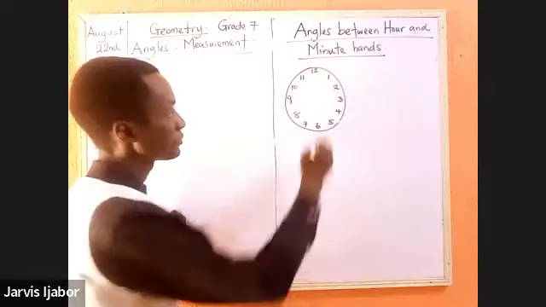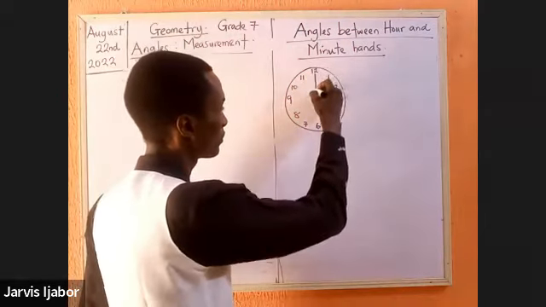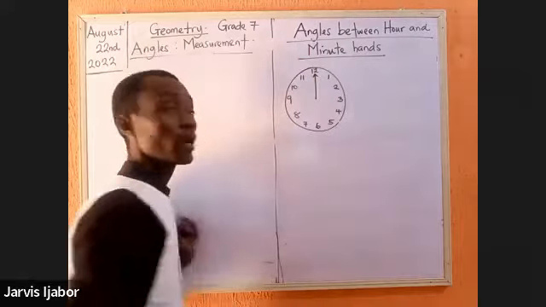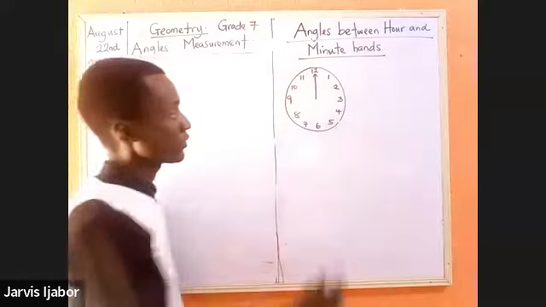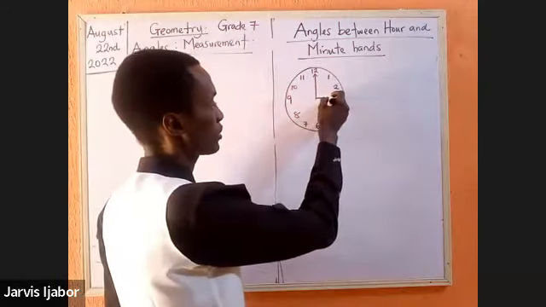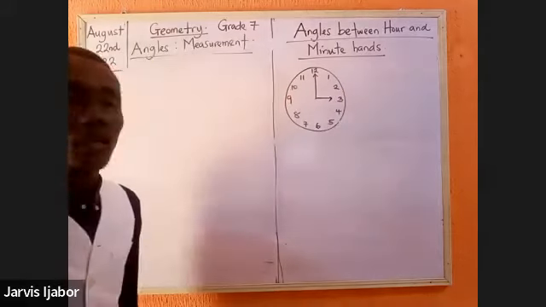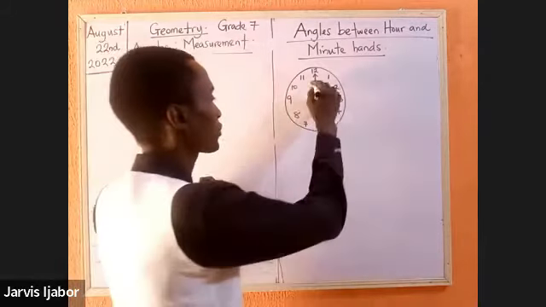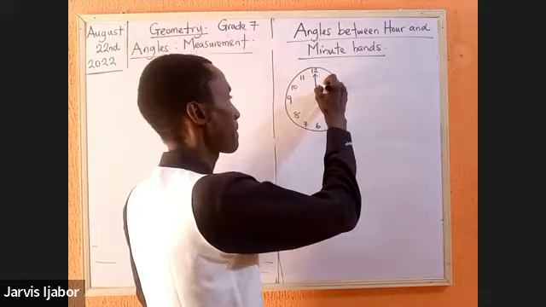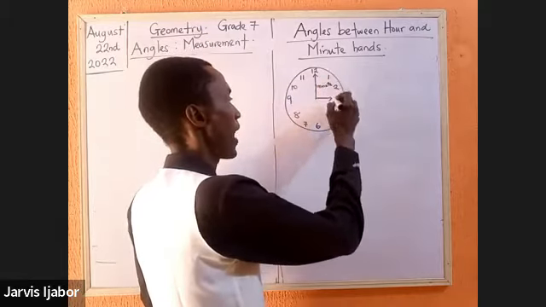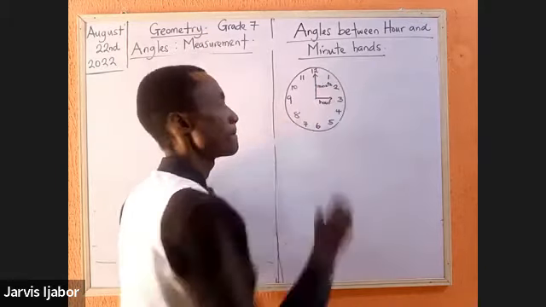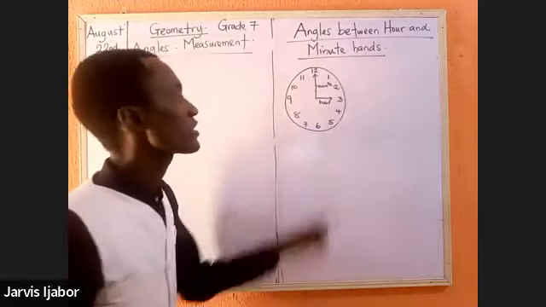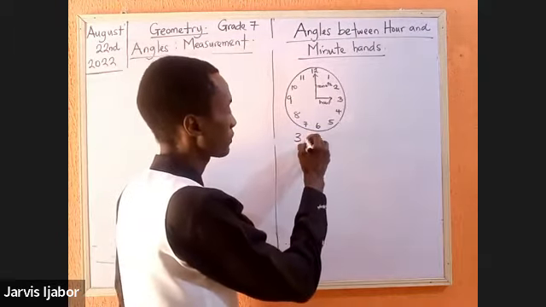This is a long hand, and this is the short hand. Now, this is the minute hand, and this is the hour hand. So this is what is called 3 o'clock.